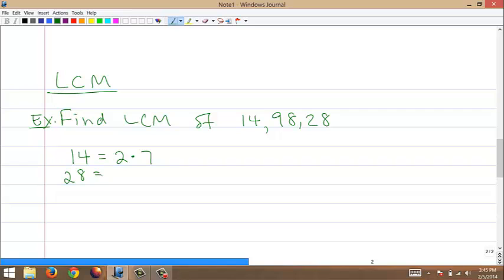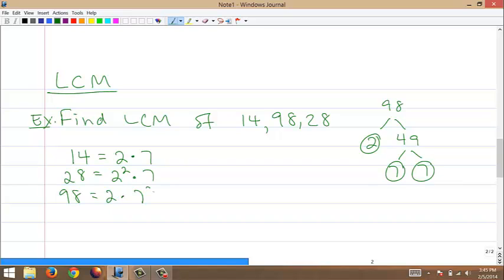28 is actually 4 times 7, but 4 we want to think of as 2 squared. And then 98 breaks down, so let's do it off to the side here if you don't know what it is. Since 98 is even, we know 2 goes into it, leaving us 49. 49, of course, is 7 times 7, or 7 squared. So everything in sight is a prime number, and we know 98 is 2 times 7 squared.